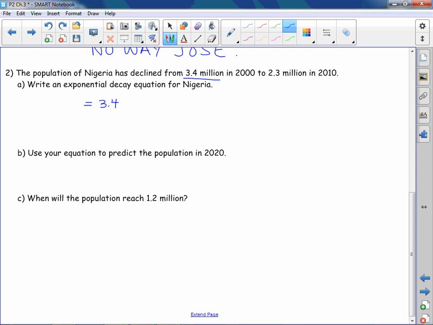Okay, and then it declines to 2.3 after how many years? 10 years. So how do you divide 2.3 by 3.4? You wouldn't just put 1 year, you have to put how many years? Yeah, you could use 1, but then for part B, what would you use? If it's 20, it'd be 2, because you're going every 10 years. So, okay, let's go ahead and figure out what B is. Divide by 3.4. Somebody give me a decimal for that.